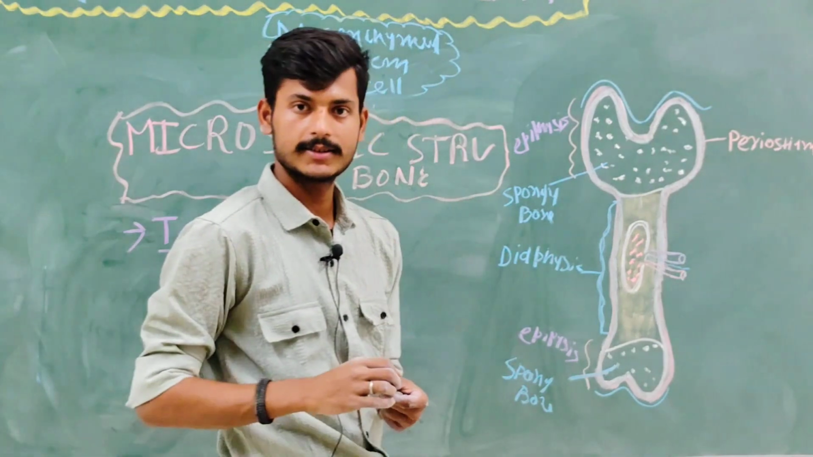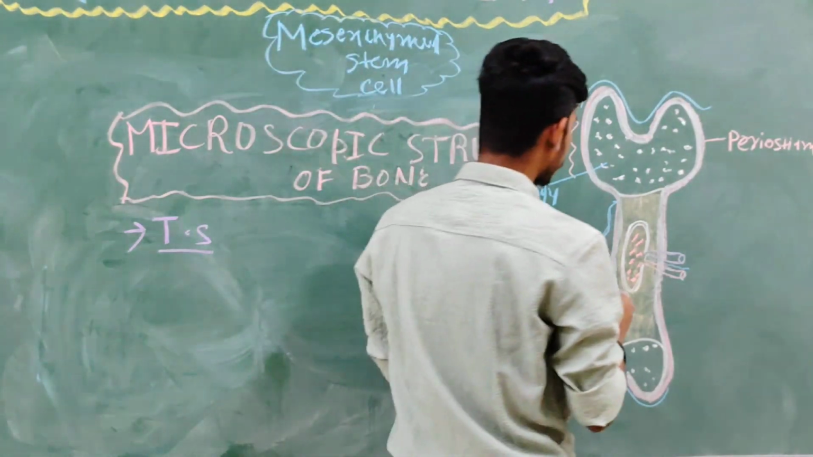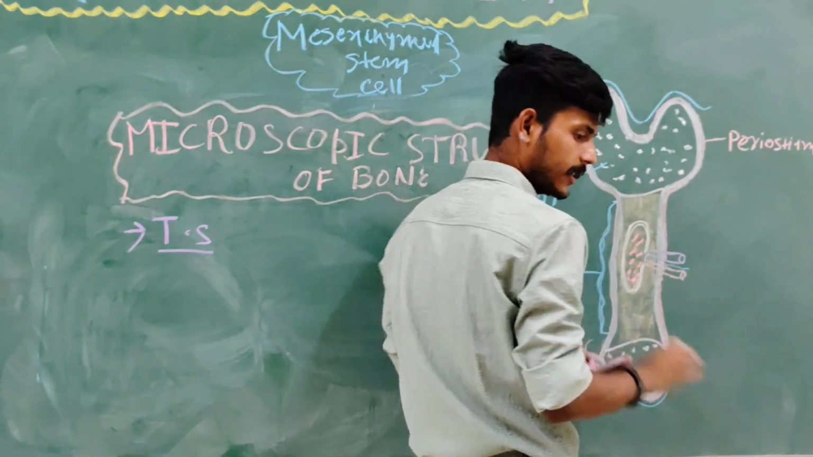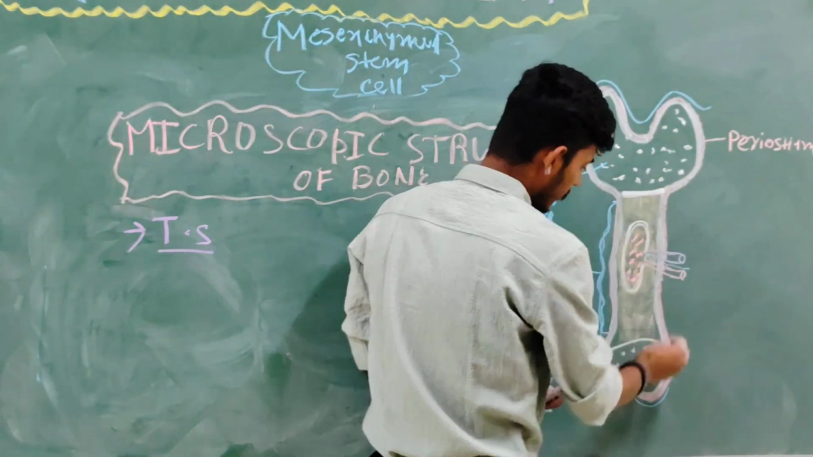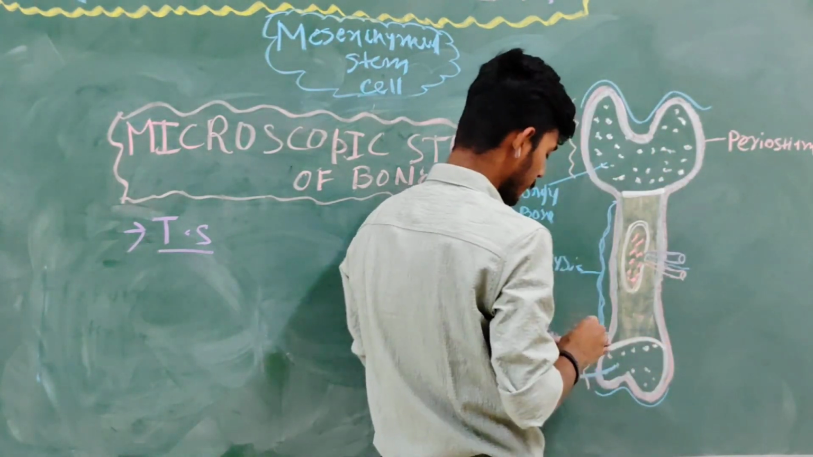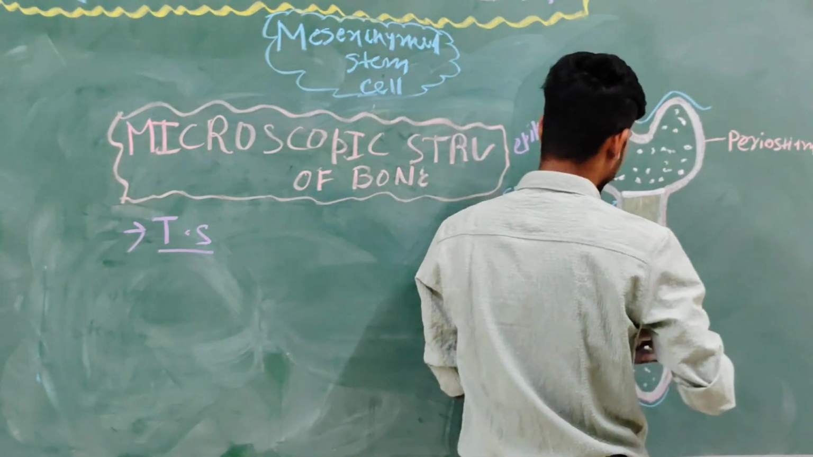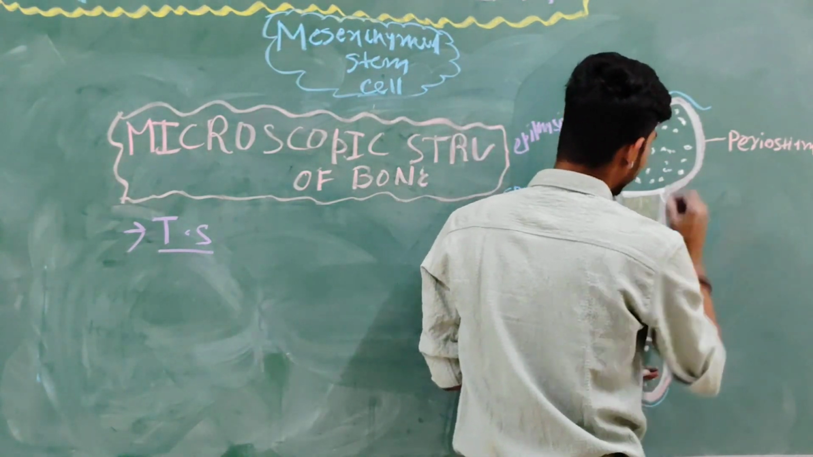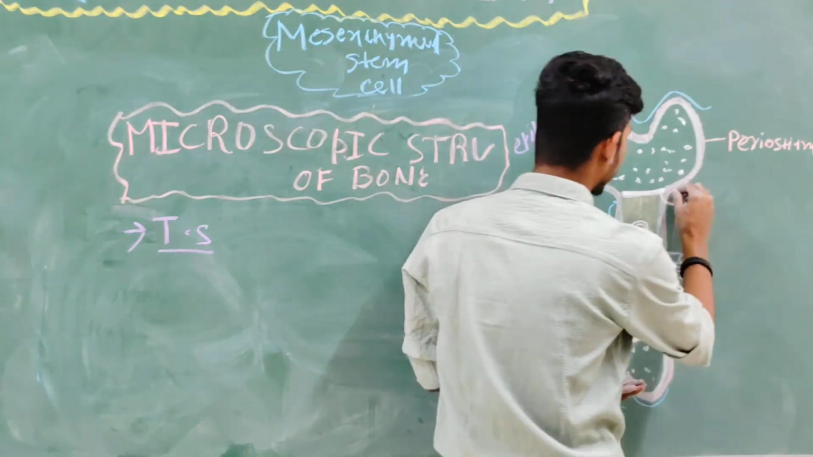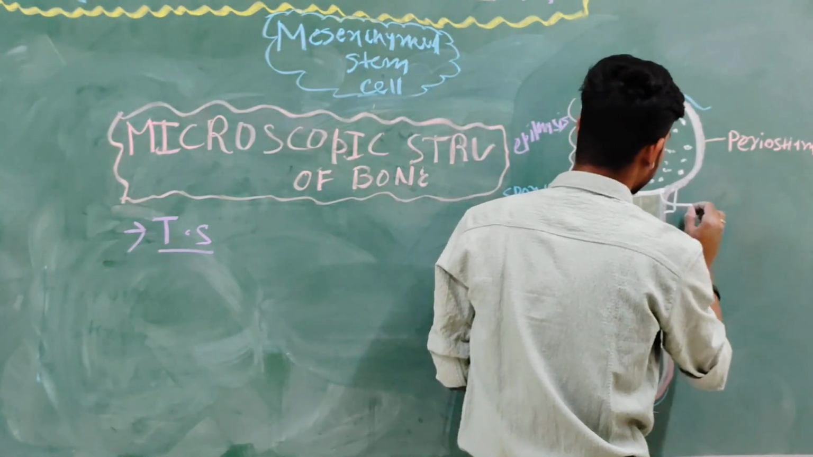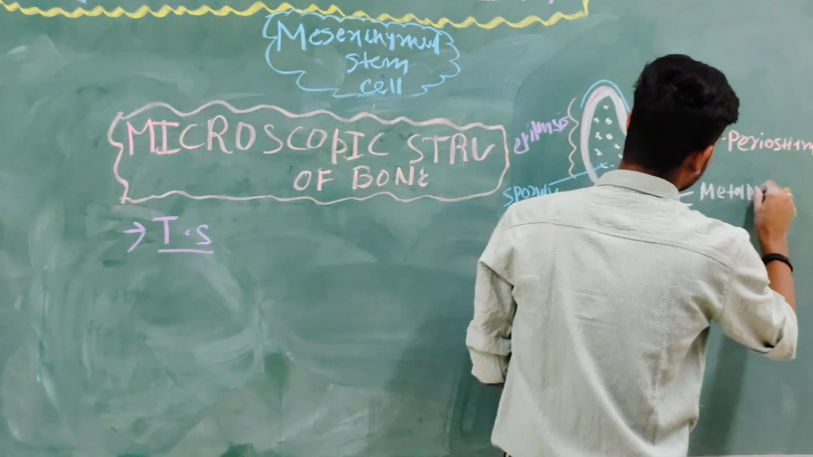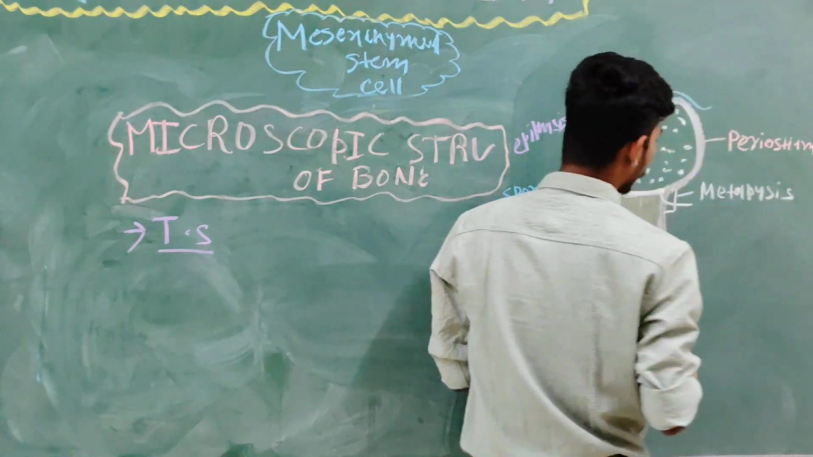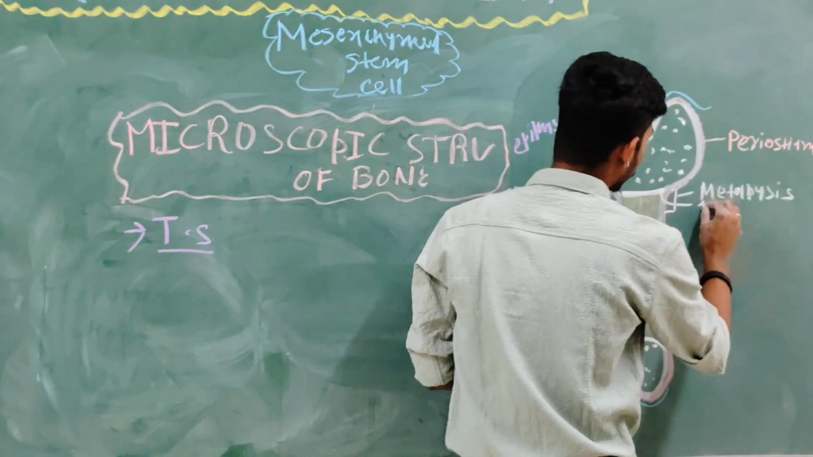In children, there will be a presence of the growth plate. At the two ends, this is your growth plate. And this area where the growth plate is present is called the metaphysis. Write down metaphysis. And this is called the growth plate.